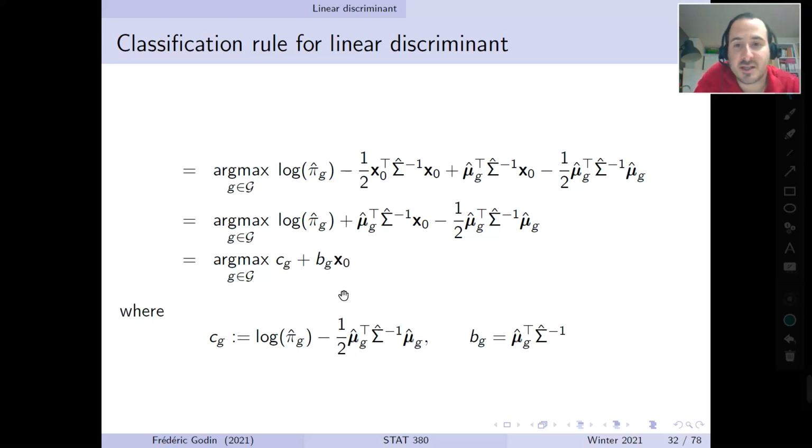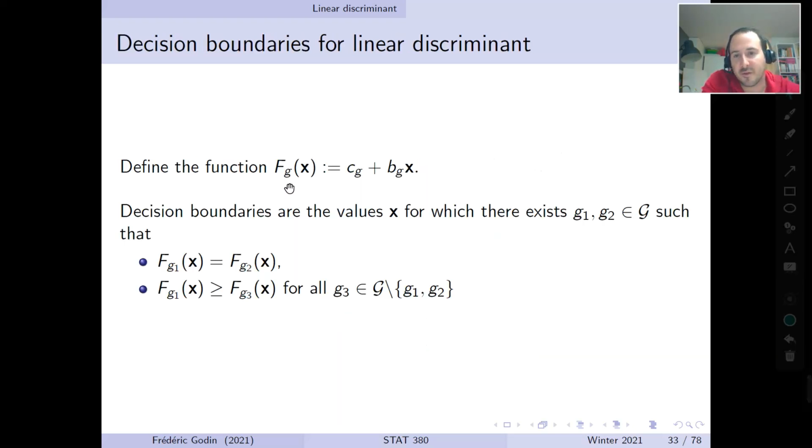So, summarizing what we just said, finding the most likely class G for a new observation is equivalent to finding the class G which maximizes this linear expression, where Cg and Bg are not random variables. They're constant, like a constant scalar and a constant vector. By constant, I mean deterministic, but this changes across the G. So we can use this and define a new function, fg of x, being Cg plus Bg of x.